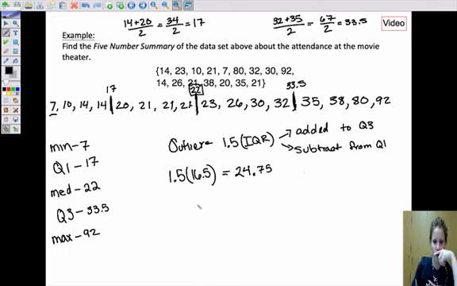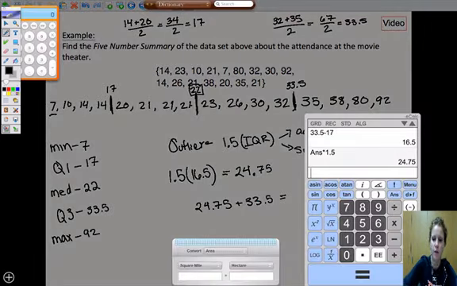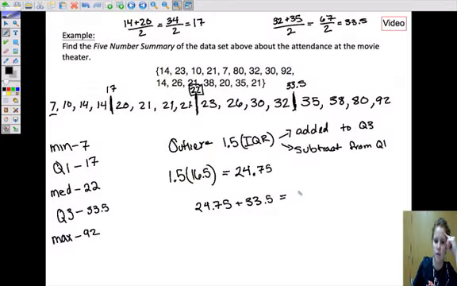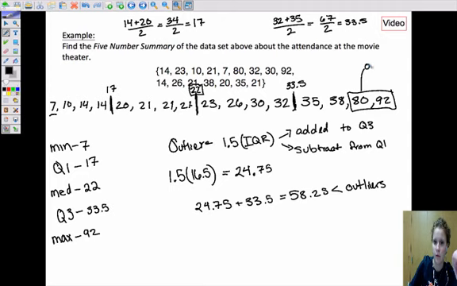So we're going to take 24.75, excuse me, plus our Q3, 33.5. That's going to give us a boundary cutoff to the top of 58.25. So now we know anything greater than 58.25 are outliers. Okay, so that means yes, 80 and 92 are outliers.